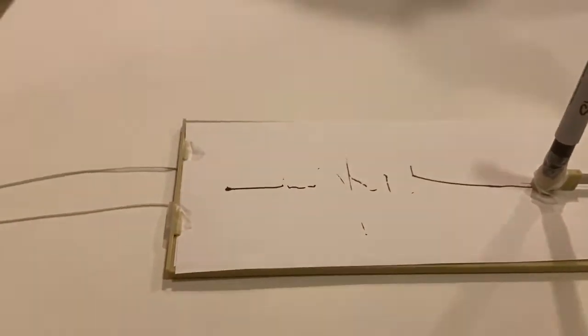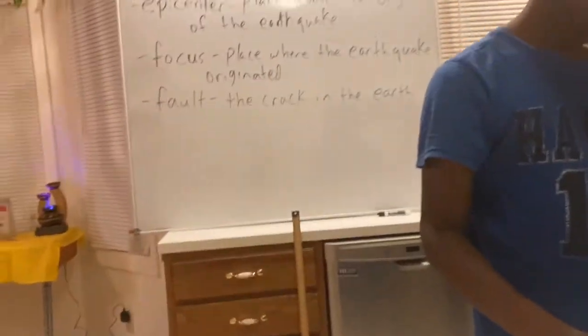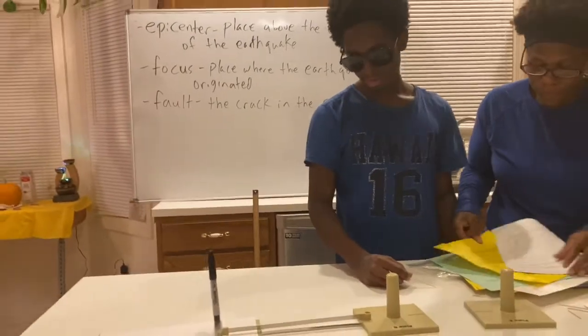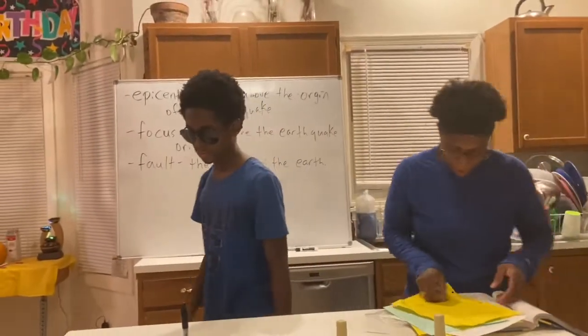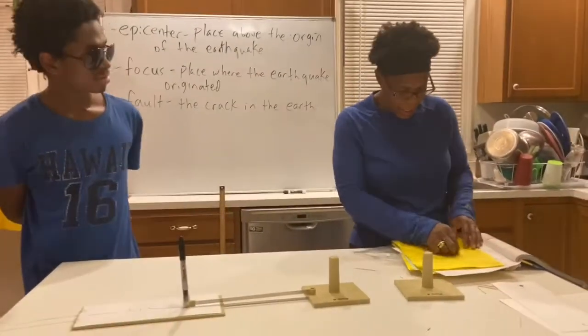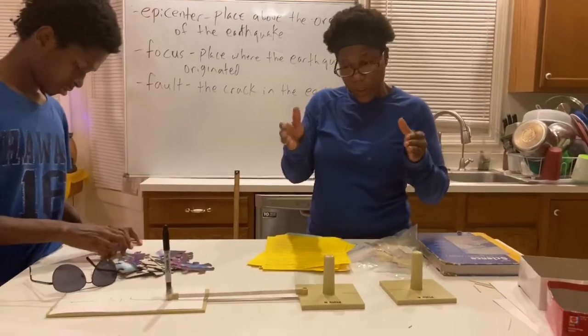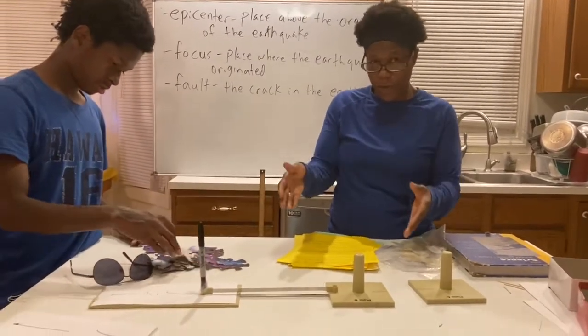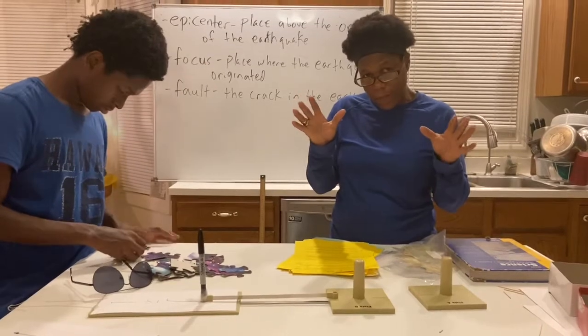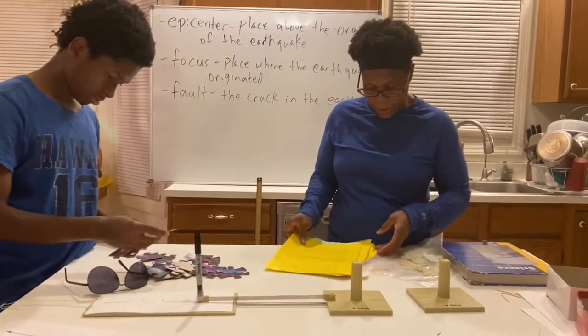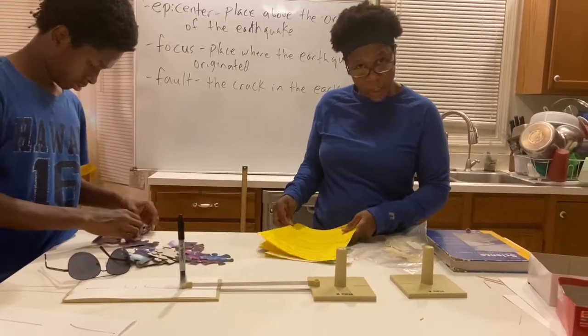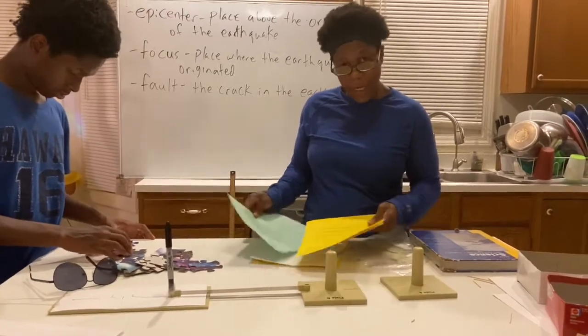Okay, good. That's good. Now we're going to do the next part of my activity. Okay, class, we just finished the demonstration with the earthquake. Now I want to talk about how scientists determine how destructive an earthquake is. How do they label it?